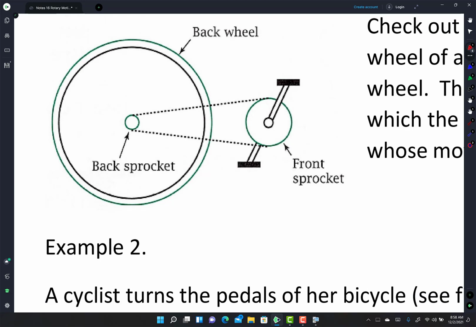This in the front is called a front sprocket. This in the back is called the back sprocket, and then there's a wheel attached to it. So we got to know a few basics, just a little bit, a few basics.